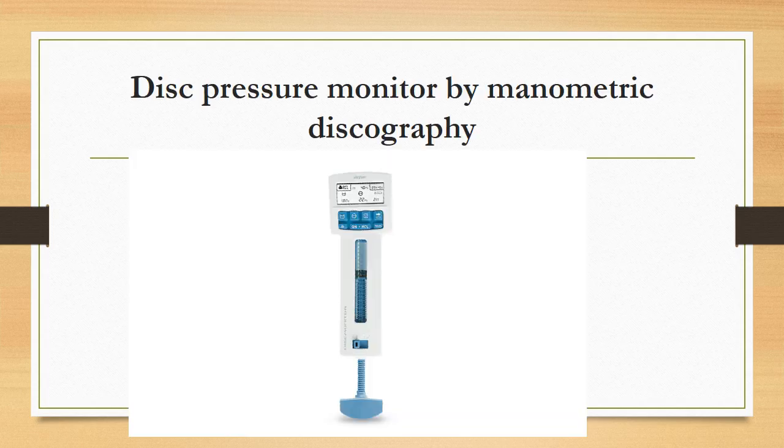Leads: two types of leads. One is laminotomy leads, where you open the lamina and put the lead surgically. Another is percutaneous leads. Usually we use the percutaneous lead. Disc pressure monitor.